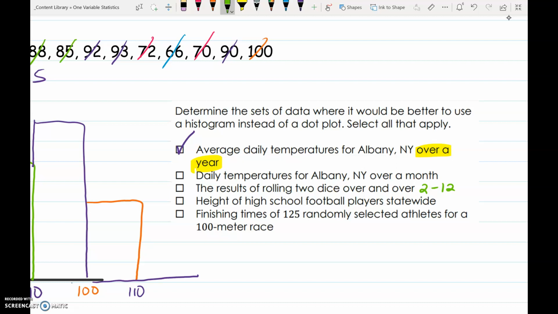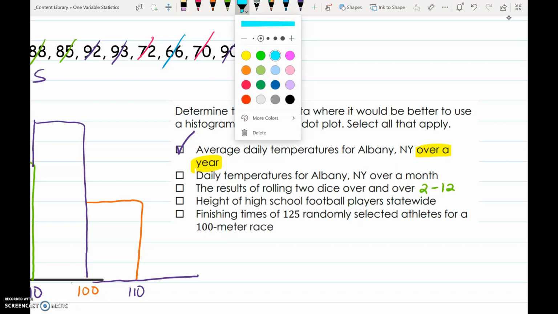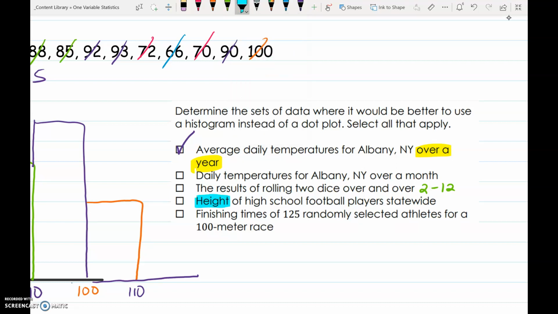Height of high school football players. Well, the first thing I see here is height. It's a measurement. So a measurement is definitely perfect for a histogram. Finishing times of 125 randomly selected athletes for a 100-meter race.